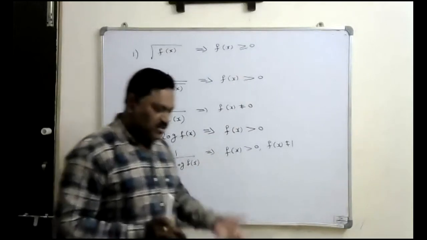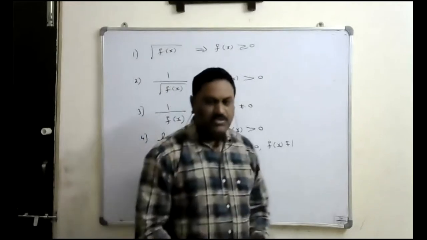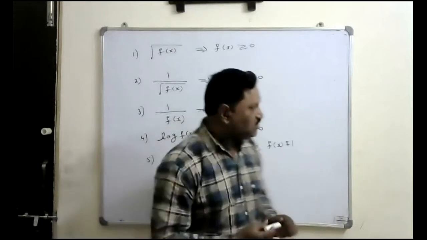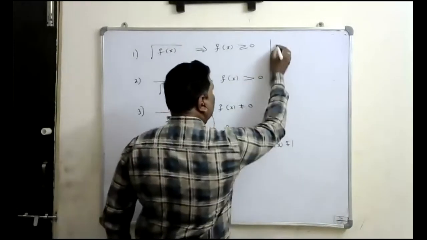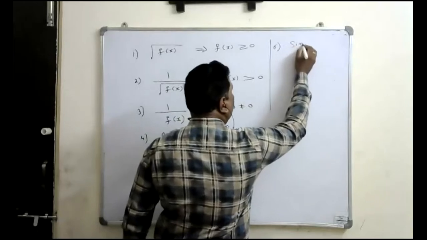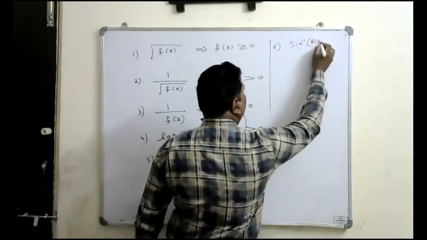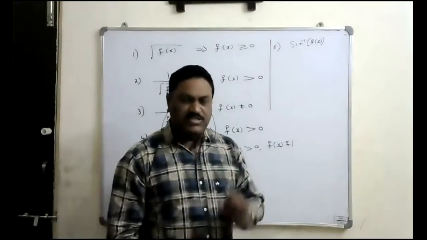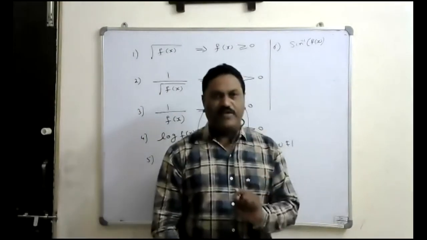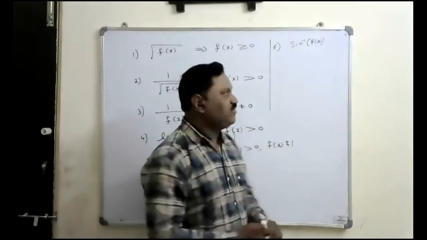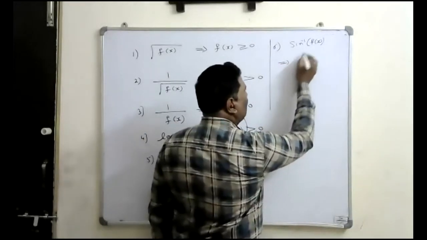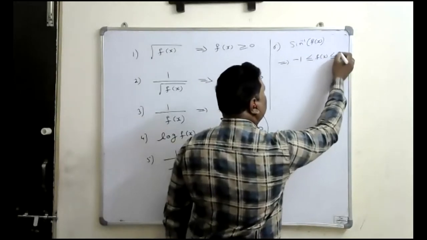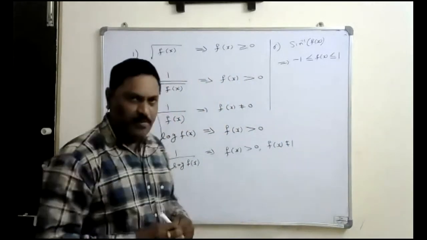Apart from that, there are some trigonometric functions also. Trigonometry is not yet over for you, but remember the domain for the trigonometric functions. Sine inverse of f of x: the sine inverse or cos inverse is defined only when f of x lies between -1 and 1. So for sine inverse f of x, f of x must lie between -1 and 1, then only that function is defined. You should remember that.